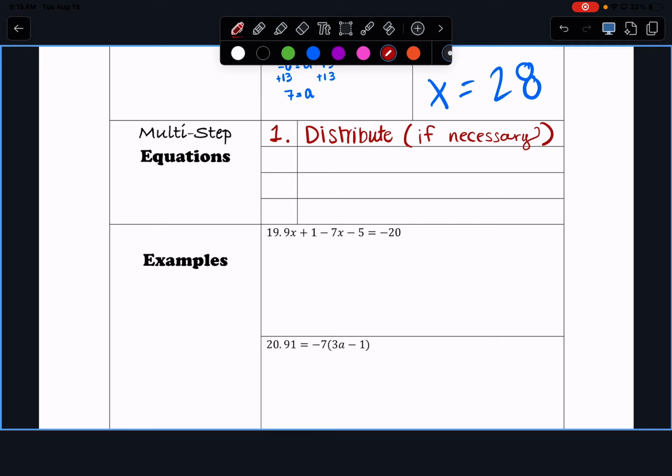The second thing we're going to do is once we distribute, or if we don't need to distribute, we will look at combining like terms.